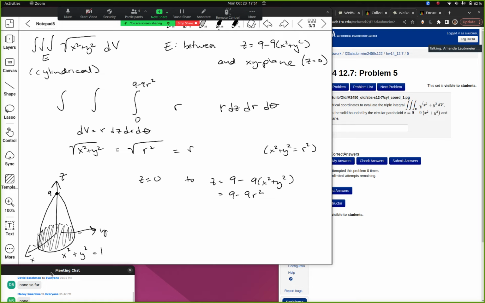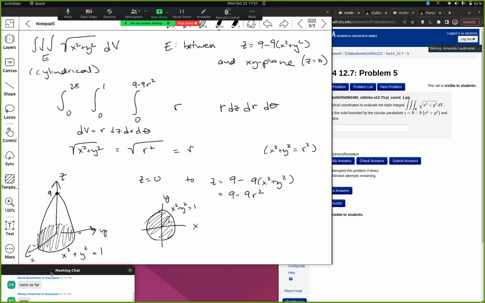Once I have my z bounds, my r and theta bounds are going to be the shadow of my object in the xy plane. It's that shaded in circle I drew before. That's a circle with radius 1. And so I could right away say, okay, r goes from 0 to 1, and it's an entire circle. Theta goes from 0 to 2 pi.